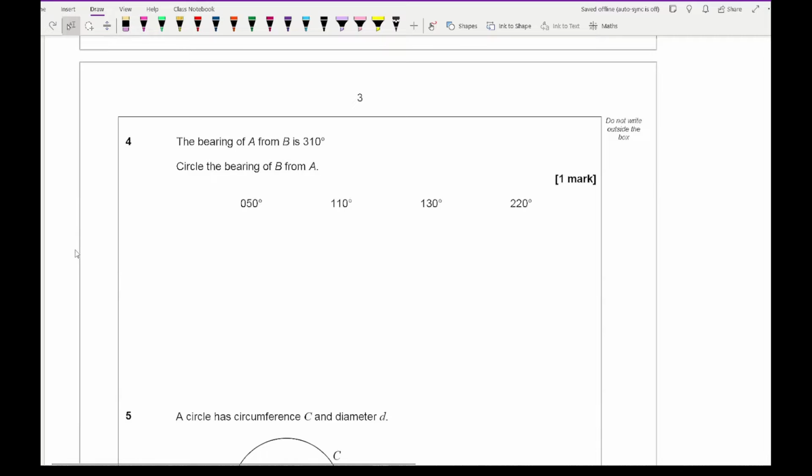Then looking at question 4, it says the bearing of A from B is 310 degrees. Circle the bearing of B from A. Now in terms of where the bearings are, B is our starting point. A is 310 away from B, so A is going to be somewhere around here. So if we then look at the bearing of B from A, it's going to be this bearing here. Which one is it more likely to be? Well, in terms of back bearings, it's going to be 130. Another quick way of doing it is just do 310 take away 180, which gives us 130.